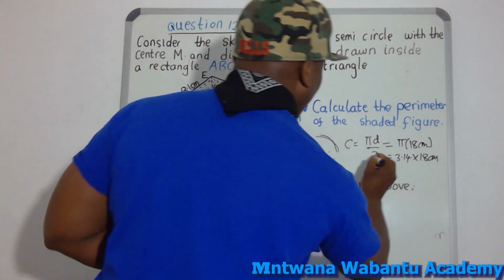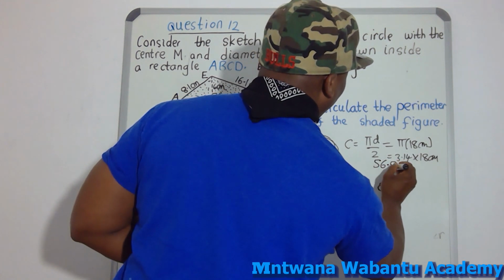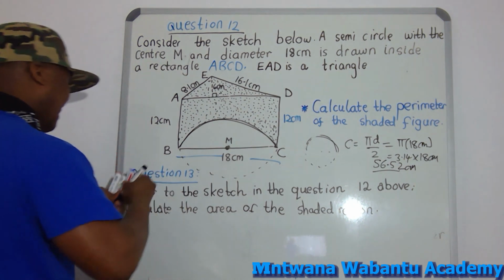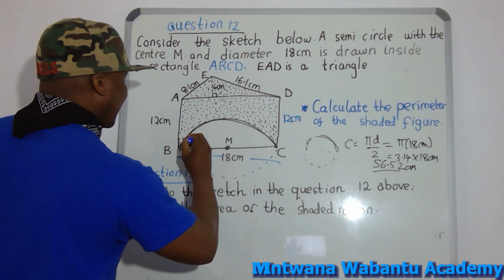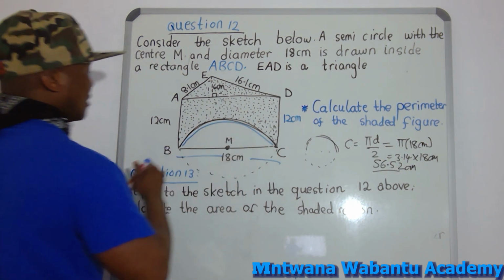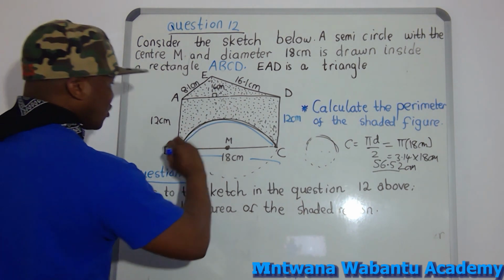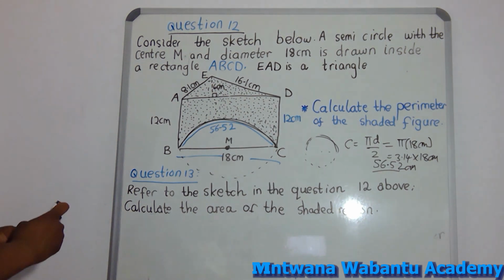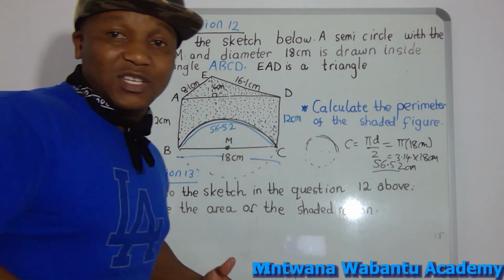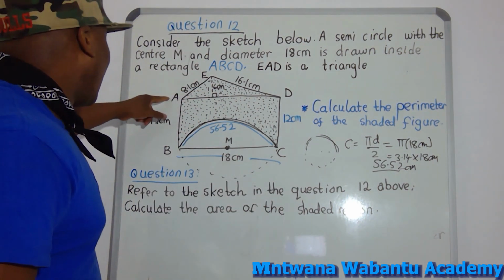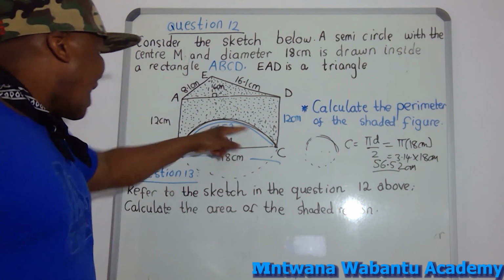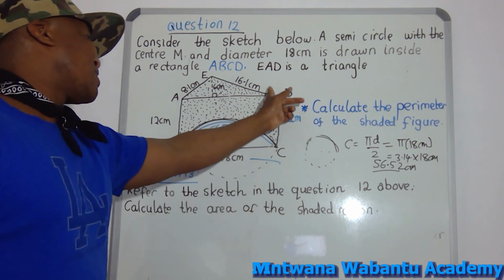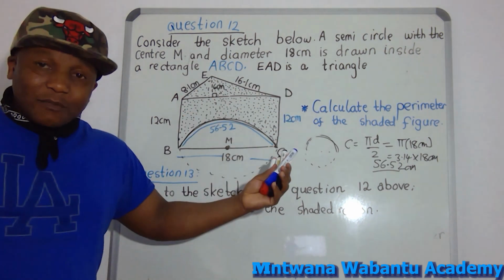56.52 centimeter. This 56.52 means the length of this part here, so this whole length is 56.52. Now I can get the whole perimeter of the shaded region, because I'm going to work from here and add this, and add this, and add 12, because if this is 12, this must be 12. Then add 1.6. That's going to be our perimeter.